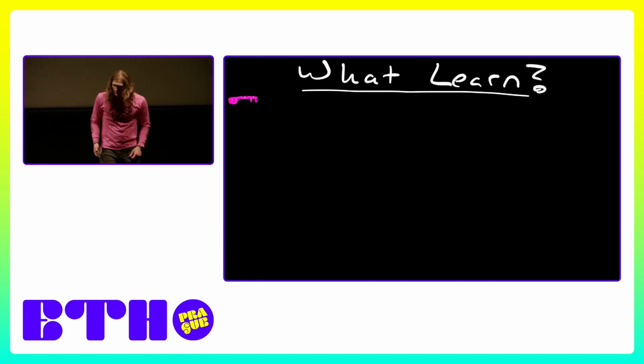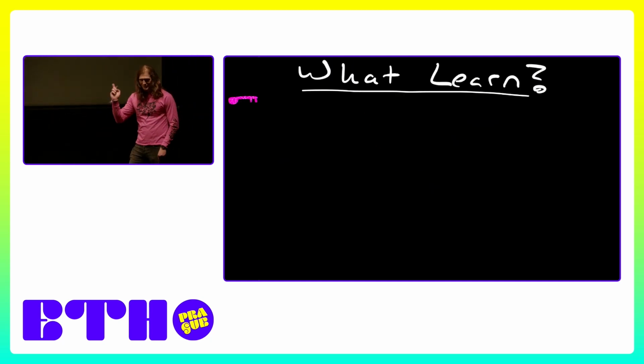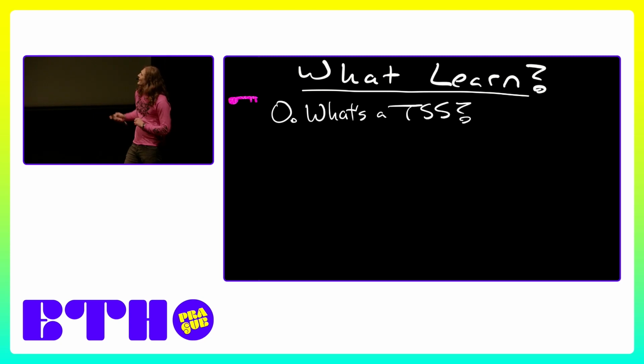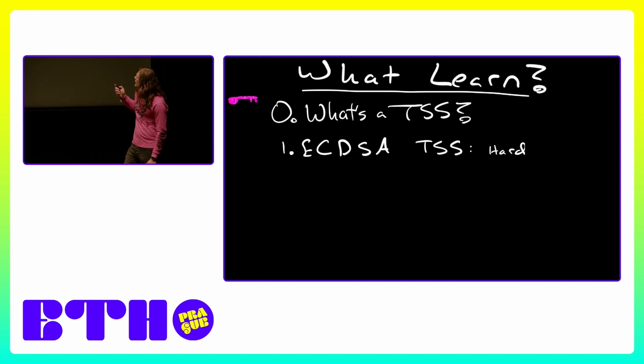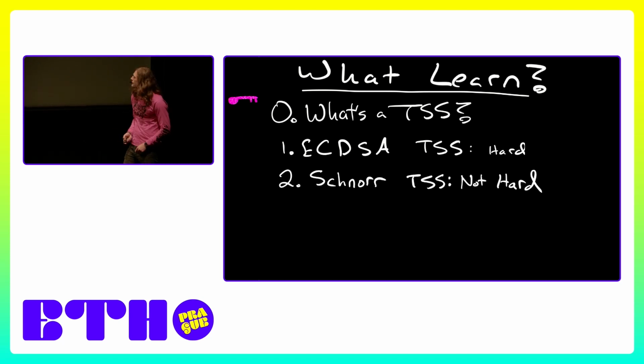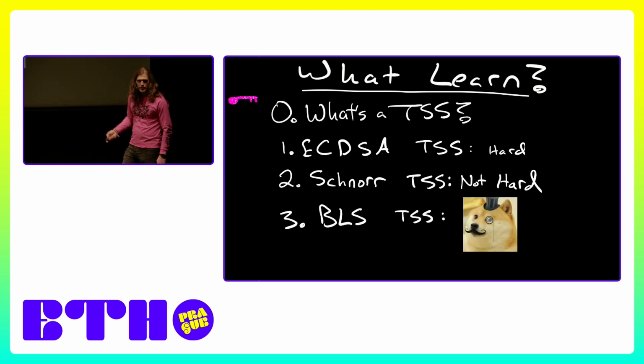It's a joke. So today, we're going to learn what the heck is a TSS, a threshold signature. And we're going to run through a couple of them. ECDSA, kind of hard mode. Schnorr, less hard mode. BLS, a Doge with a hat.